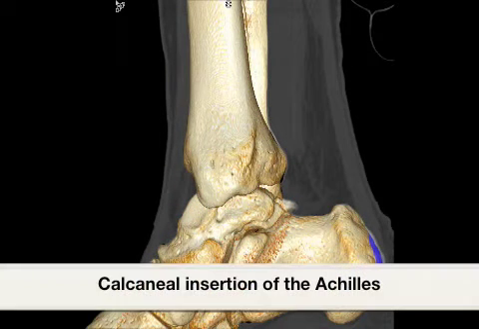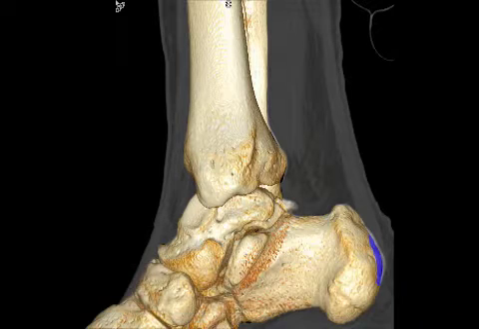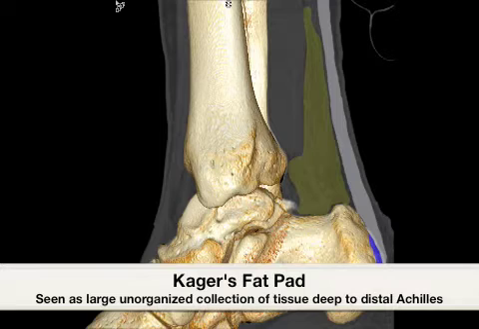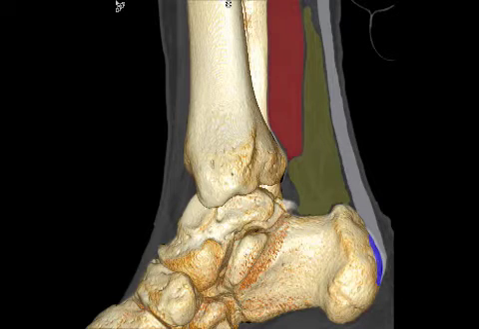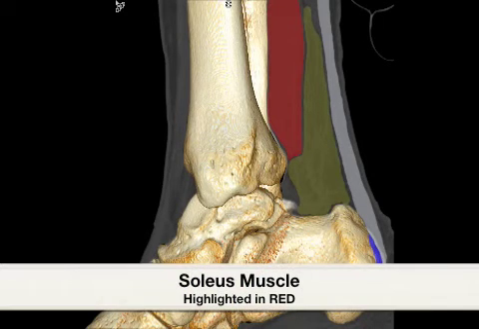Here is a superimposed CT scan at the mid-sagittal line of the posterior ankle to put into perspective our general field of view. The blue rim highlighted at the posterior calcaneus is the actual insertion of the Achilles tendon. Highlighted here in yellow represents Kager's fat pad as an unorganized collection of tissue deep to the Achilles tendon. The red indicates the soleus muscle, which is deep to the Achilles tendon and deep to the proximal Kager's fat pad.